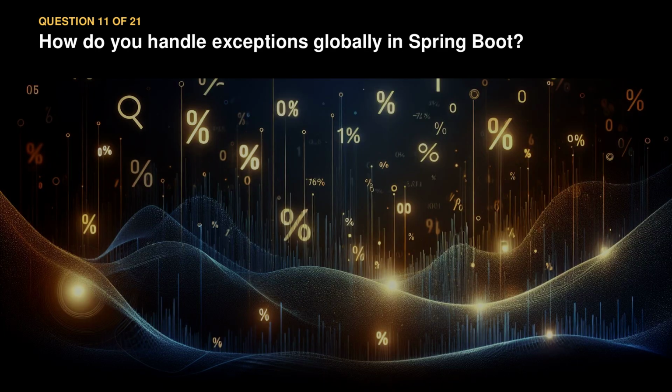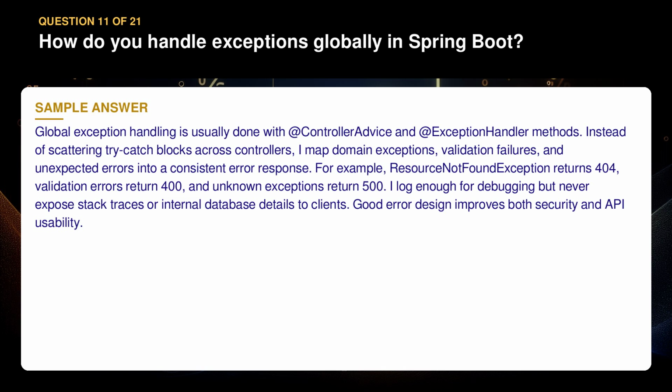Question 11. How do you handle exceptions globally in Spring Boot? Global exception handling is usually done with @ControllerAdvice and @ExceptionHandler methods. Instead of scattering try-catch blocks across controllers, I map domain exceptions, validation failures, and unexpected errors into a consistent error response. For example, ResourceNotFoundException returns 404, validation errors return 400, and unknown exceptions return 500.